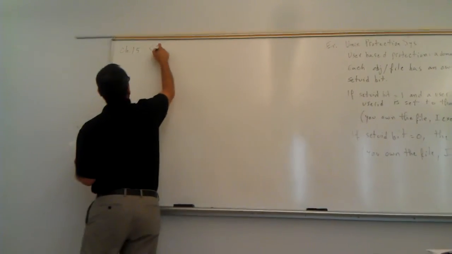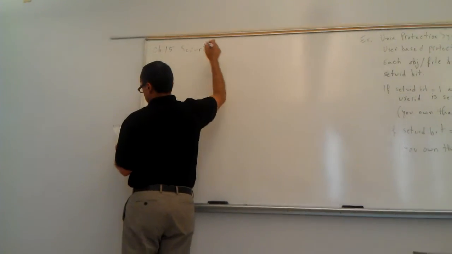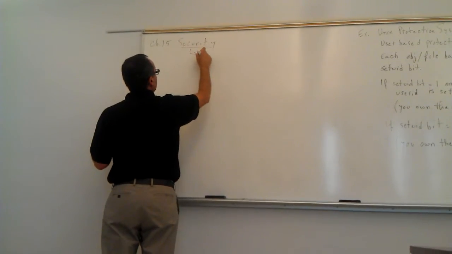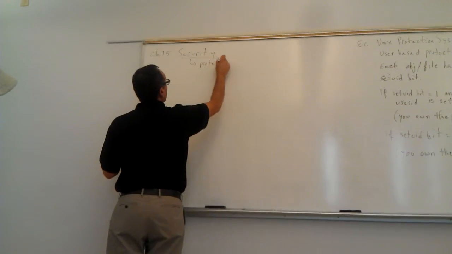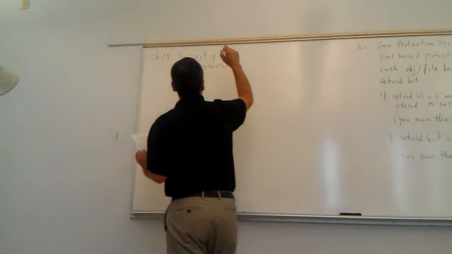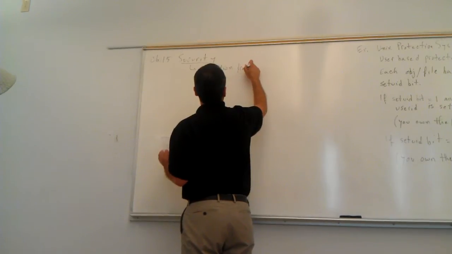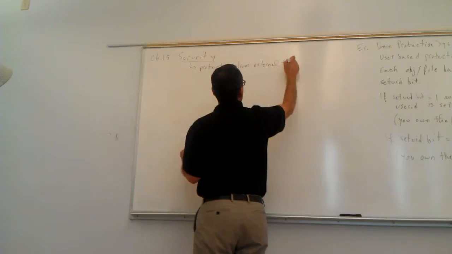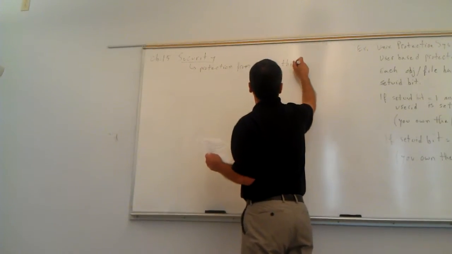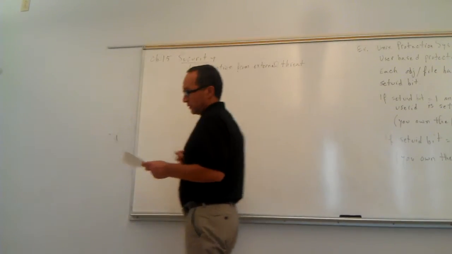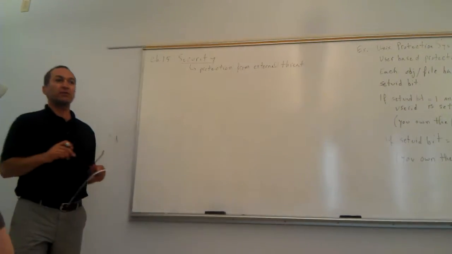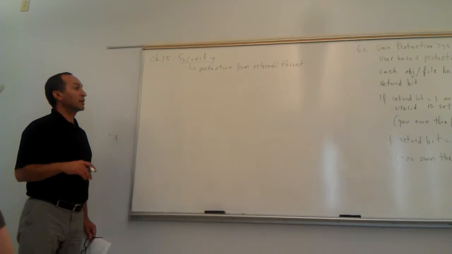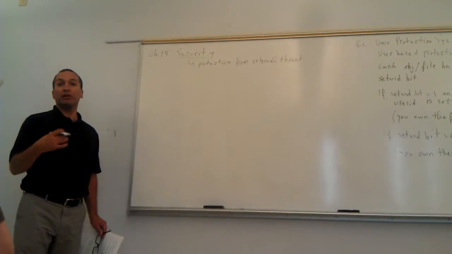Chapter 15, security. So another definition is protection. Another definition for security is protection from external threat. Right? You should always associate security with external threat and protection with internal threat. Right?